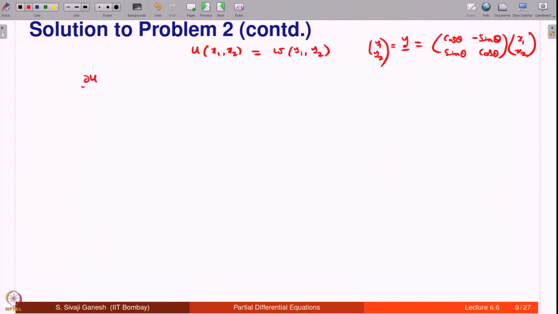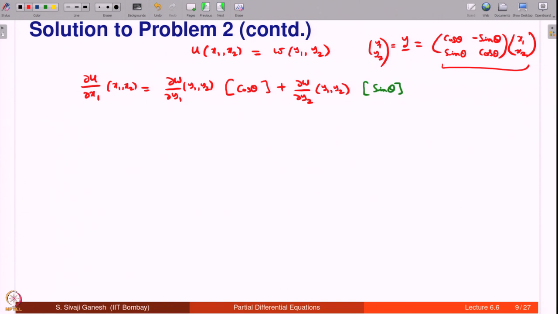So, dou u by dou x1 at the point x1 comma x2 is, by chain rule, dou w by dou y1 at the point y1 comma y2. So, y1 y2 is a shortcut for writing this entire expression, into the derivative of y1 with respect to x1, which is cos theta, plus dou w by dou y2 at the point y1 comma y2 into the derivative of y2 with respect to x1, which is sin theta. If you expand this, what you get is cos theta into x1 minus sin theta into x2, and the second component is sin theta x1 plus cos theta x2.